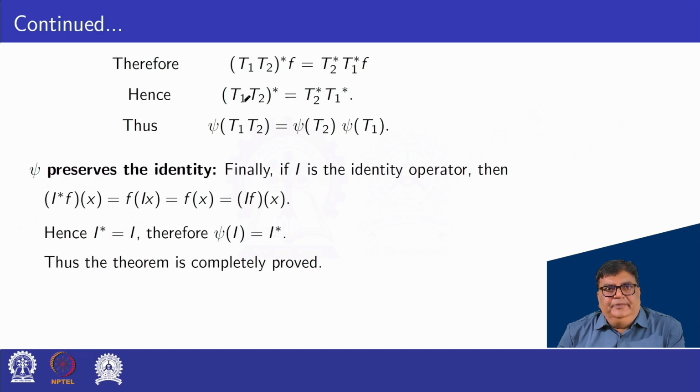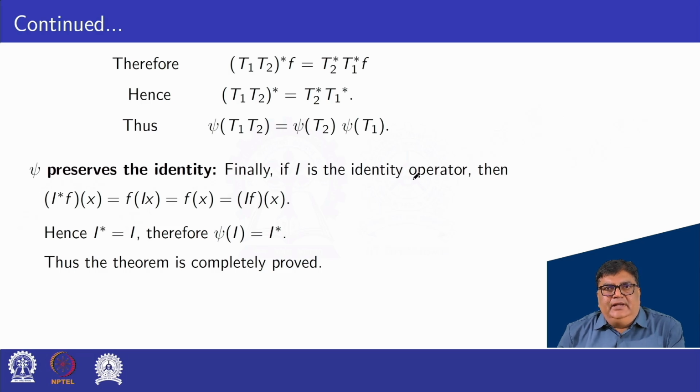Again, as per the definition of ψ(T), that is ψ(T) is equal to T*. So this can be written as ψ(T1T2) is equal to ψ(T2) into ψ(T1). Okay, that is the reverse product. ψ preserves the identity.